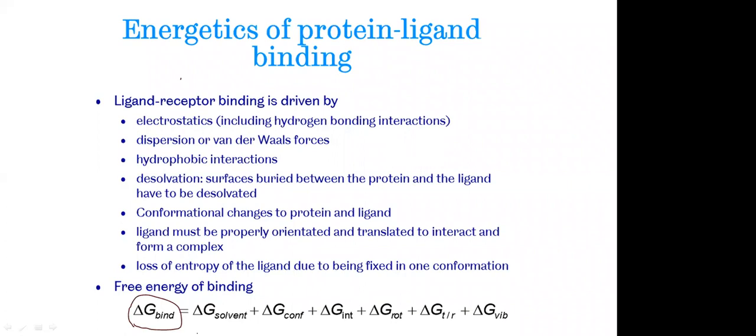And this can be given simply as a summation: delta G bind is defined based on the delta G of the solvent, delta G of the conformation, delta G of the interaction of the ligand binding, and the binding free energy of the rotational angles, torsional angles, and vibrational angles. All this is considered to define the binding free energy as delta G bind. So along with the docking score, we should define the binding free energy.